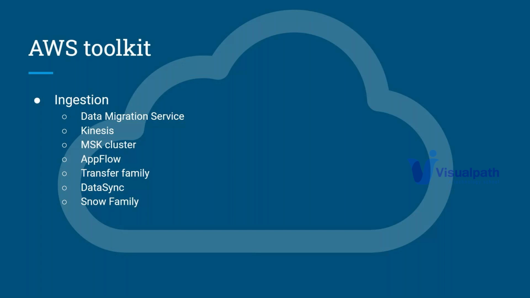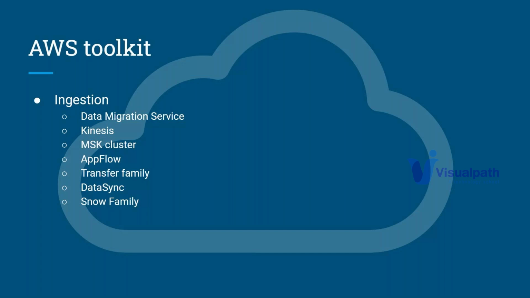So let's consider SQL Server my data source for now. I wanted to integrate that SQL Server data, I mean ingest that SQL Server data, into AWS services like S3. So what we can do is use Data Migration Service. These are all the services that AWS provides: Data Migration Service, Kinesis, MSK cluster, AppFlow, Transfer Family, DataSync, Snow Family.